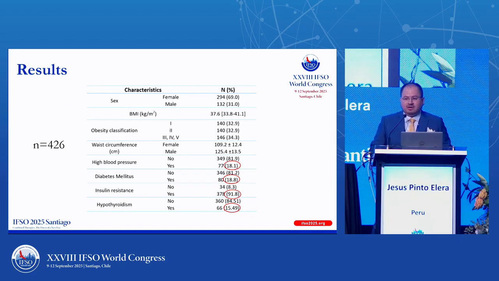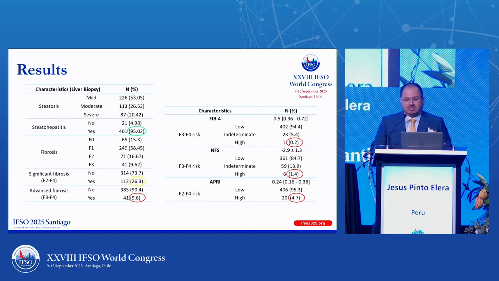We included 426 patients. Approximately a third had grade 1 obesity, another third grade 2 obesity, and another third grade 3 or higher. The median BMI was 37.6. 18% had high blood pressure, 18% had diabetes, and 91% had insulin resistance. 15% had hypothyroidism. All patients had steatosis, but 95% of them had steatohepatitis.